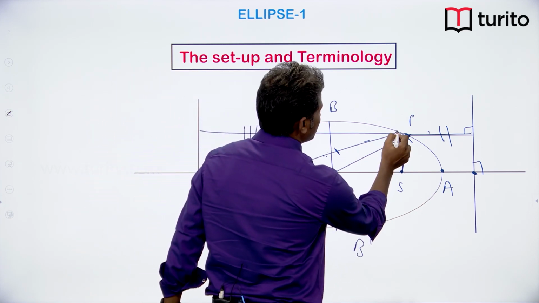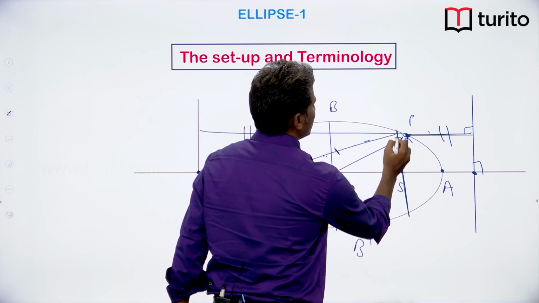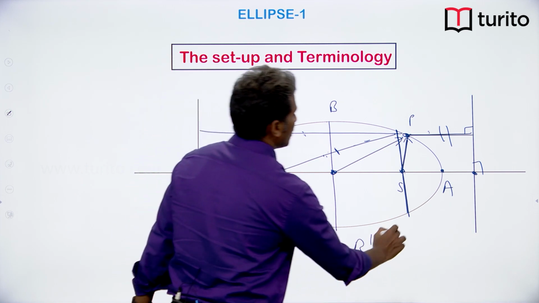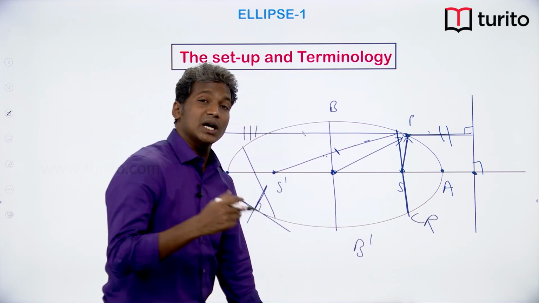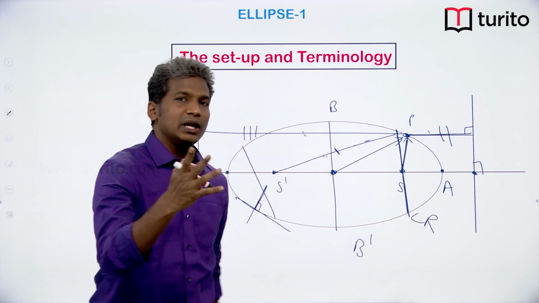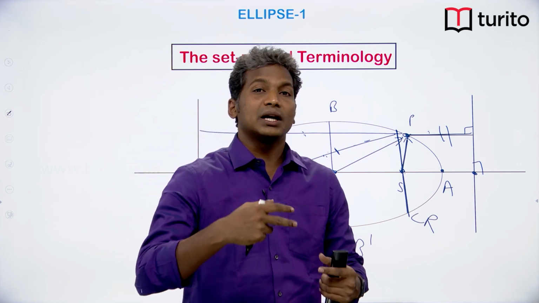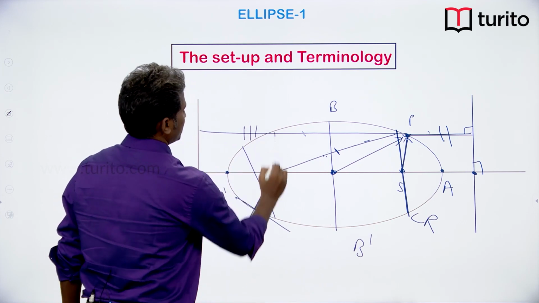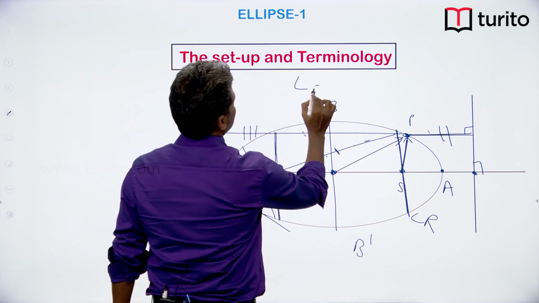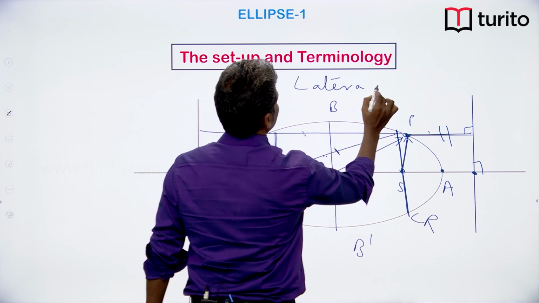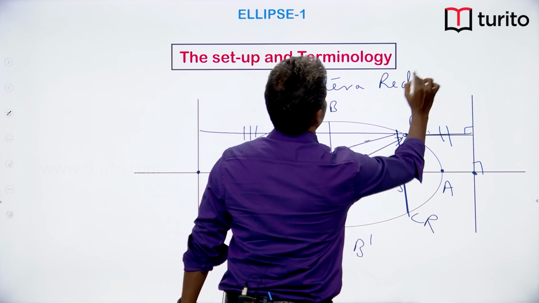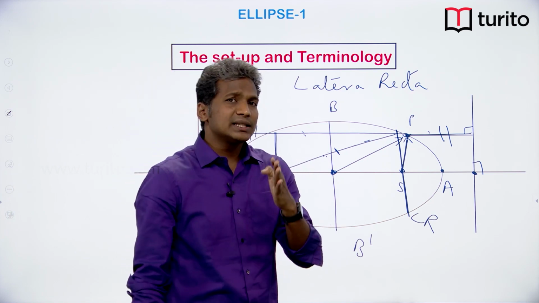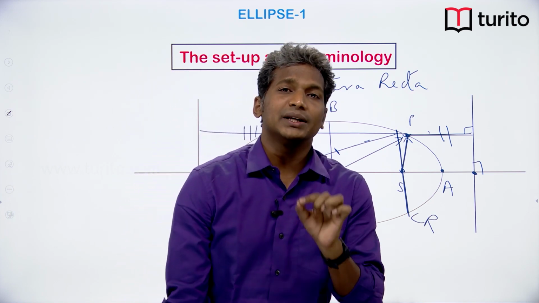Now, the chord which is perpendicular to the major axis and passing through the focus is called as the latus rectum. Now, how many latus rectums are there for the ellipse? There are two. In fact, we cannot call it latus rectums, we have to call it latera recta, that is the plural term. Okay. So, it is latera recta. Okay. Now, in fact, in Latin, latus rectum means length of the chord.